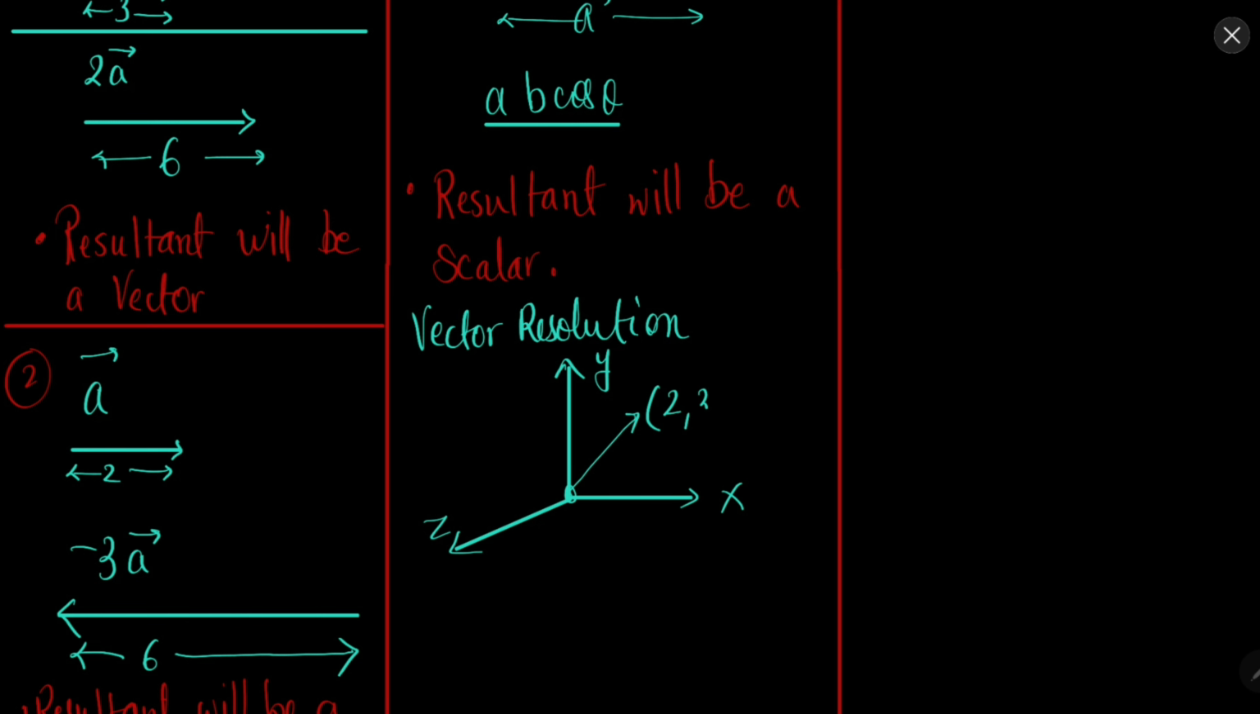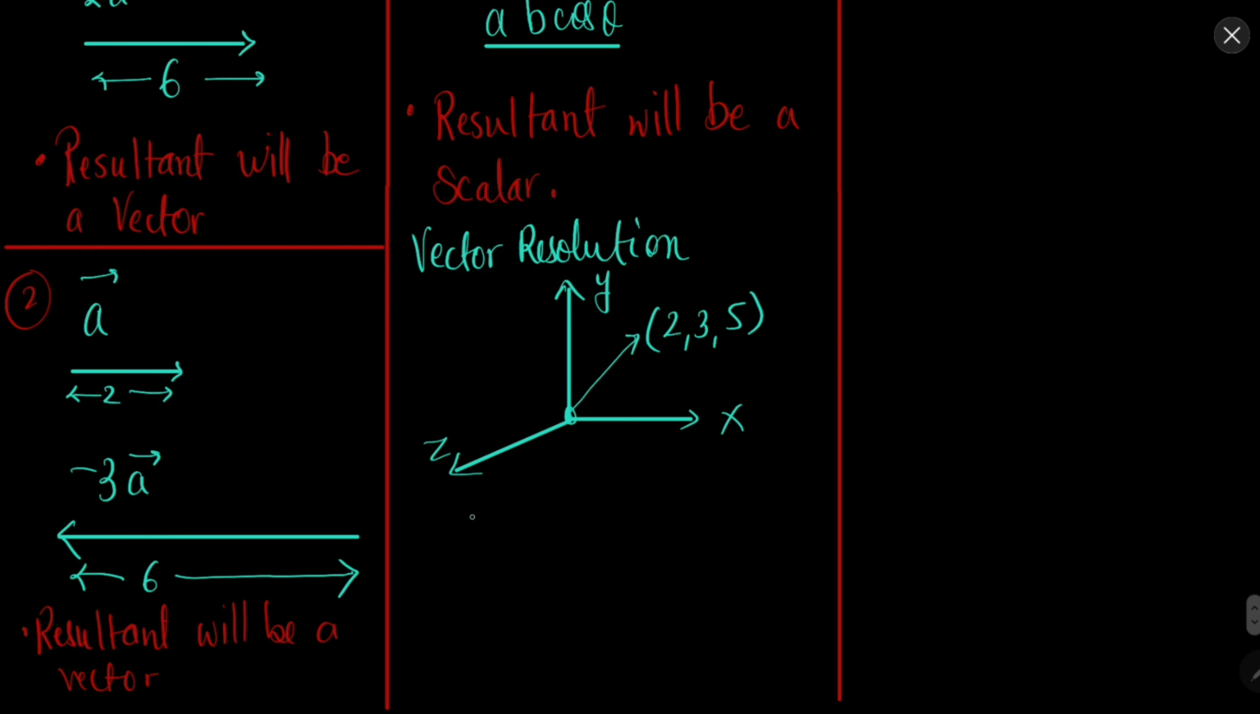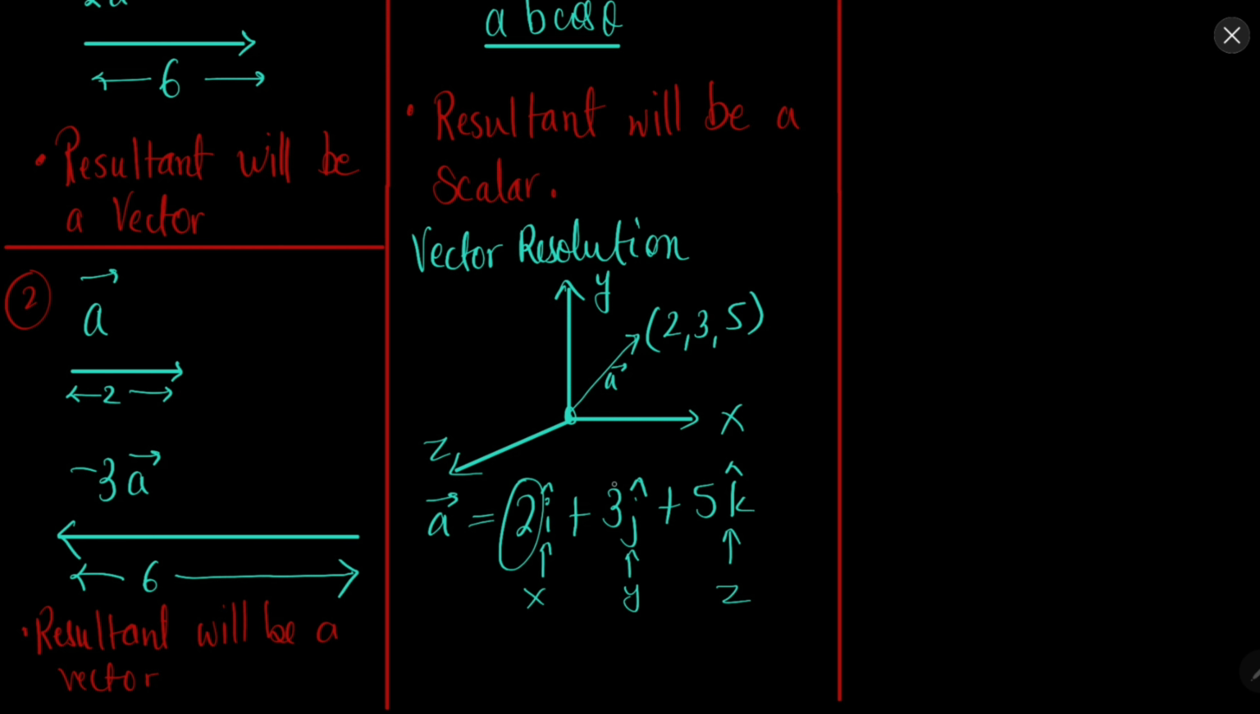For example, let's say 2, 3, 5. So the x component is 2, the y component is 3, the z component is 5. There is another way of representing this. Let's say this vector is vector a. We can represent vector a like this: 2i cap plus 3j cap plus 5k cap. What is this? i cap represents the x direction, j cap the y direction, k cap the z direction. So this tells us that in the x direction the magnitude of a is 2, in the y direction it is 3, and in the z direction it is 5. So this is another way of representing it.